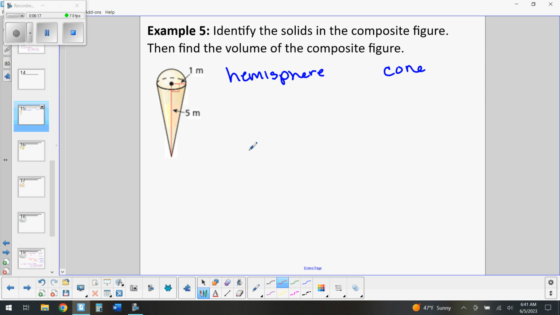So the hemisphere has a radius of 1. We know hemisphere is 2 pi r cubed over 3. So when I do that, I'm going to leave this with pi, 2 pi over 3 right now.